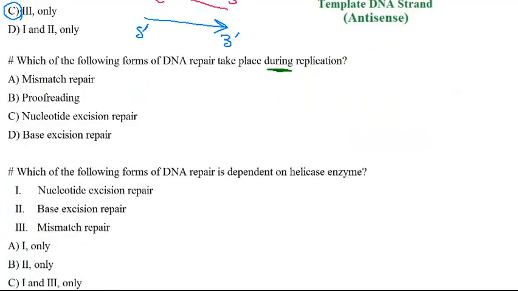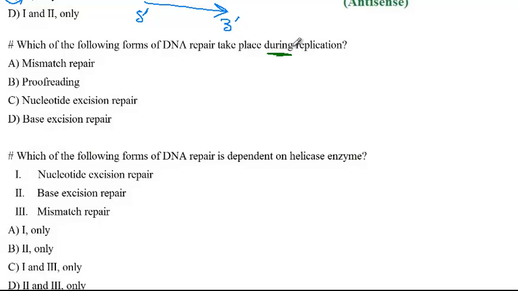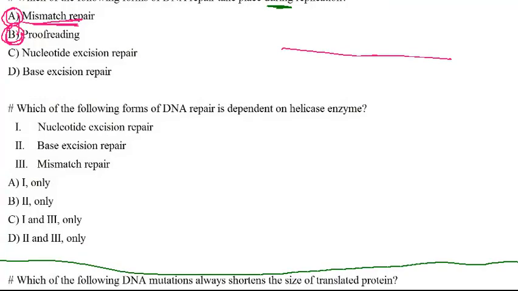Next question. Which of the following forms of DNA repair takes place during active replication? So here I was referring to proofreading as we are incorporating new base pairs. If there is a mistake, then it would be removed by the DNA polymerase. But mismatch repair, as we are going through DNA replication, can also make modifications. So if you have chosen either choice A or choice B, I would give you credit for it. I should have been more specific with this question. All right, and then the next question is, which of the following forms of DNA repair is dependent on the helicase enzyme?